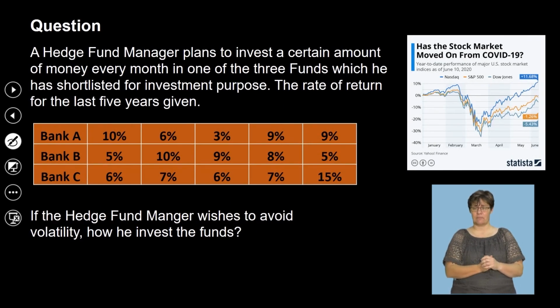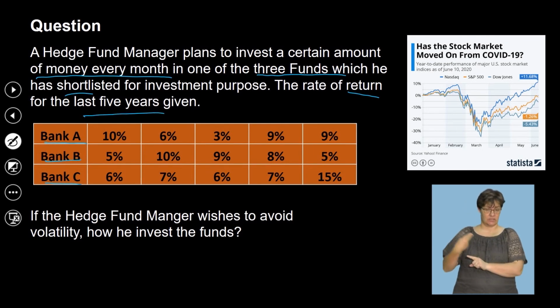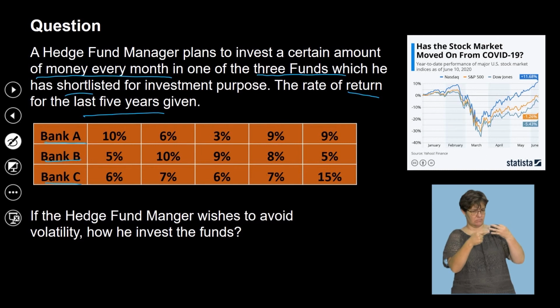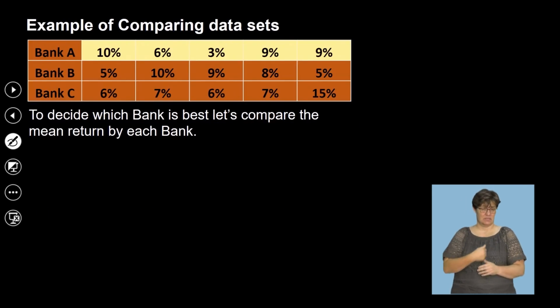So a hedge fund manager plans to invest a certain amount every month in one of the three funds, which they've shortlisted, which we agreed are A, B, and C. There are three banks. The rates of return for the last 5 years are given. Think of this as performance for the last 5 years. And he wishes to avoid volatility, which is risk. Let's look at Bank A.